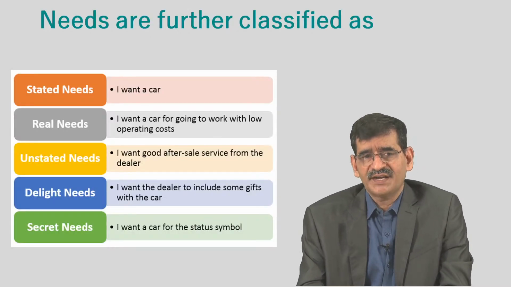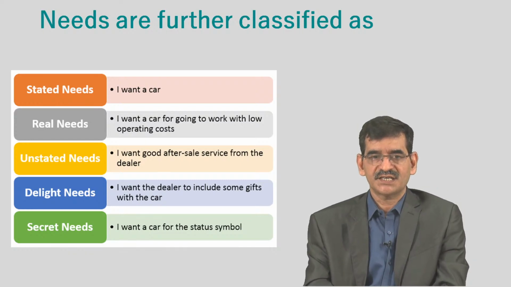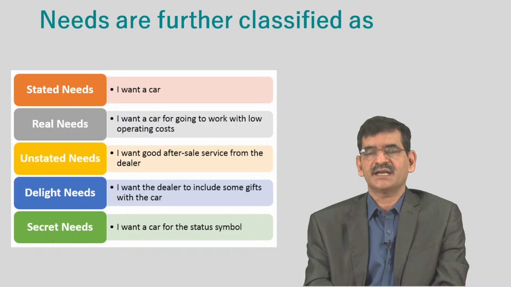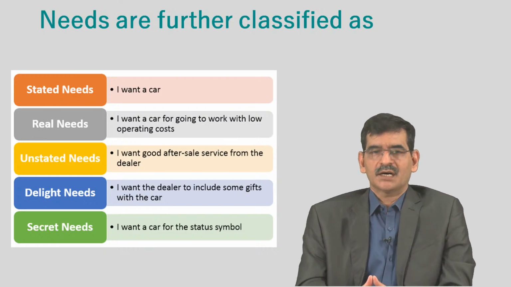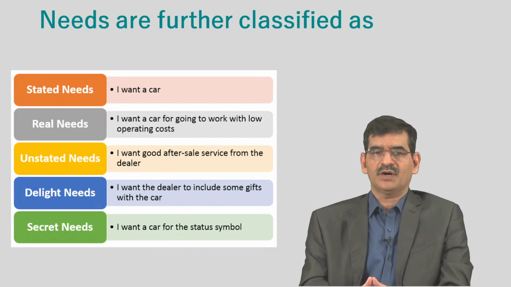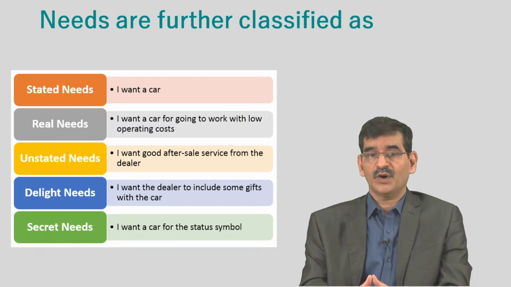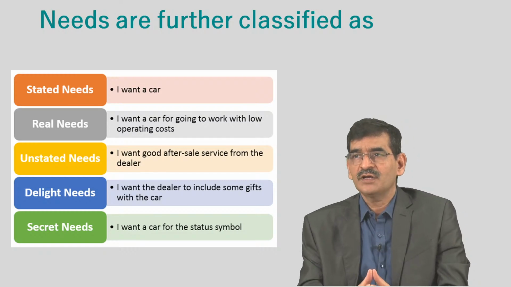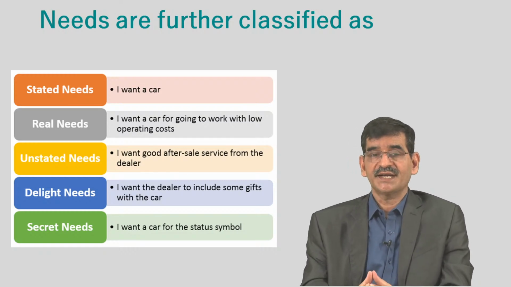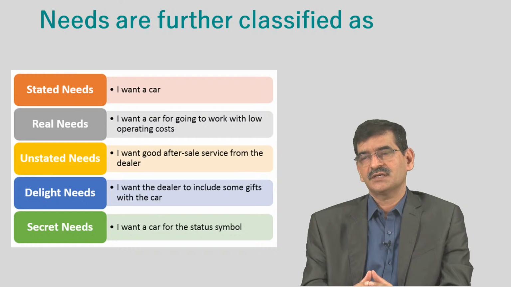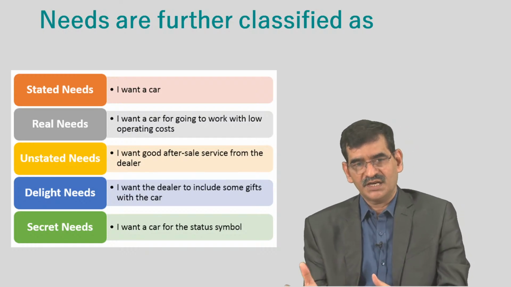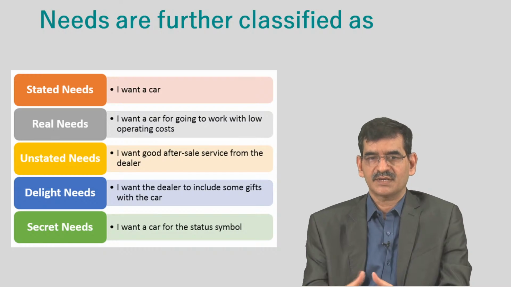Needs are also classified as stated needs, real needs, unstated needs, delight needs and secret needs. We have taken an example in the case of a passenger car. The stated need is that I want a car. The real need may be I want a car for going to work with low operating costs, that means I am looking for fuel efficiency. The unstated need may be I want good after-sales service from the dealer. That means in case of a problem, the relationship with the dealer gets emphasis here.